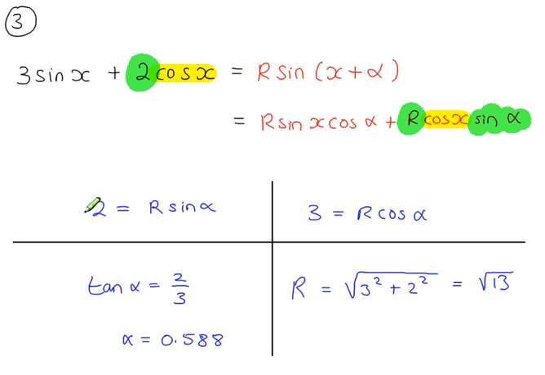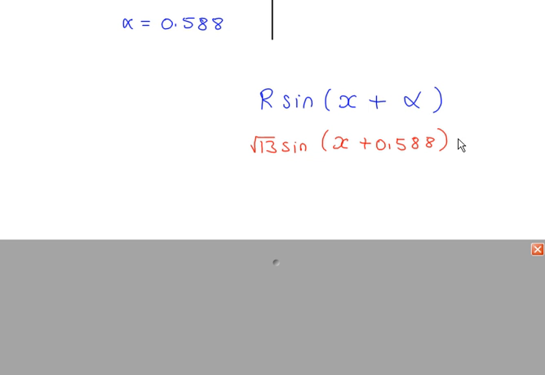And applying Pythagoras' theorem to work out r, it's better to leave this in surd form. So we have this. So we've worked out r and we've worked out alpha. So the maximum of the graph is when y equals √13, and the minimum will be when y equals -√13.